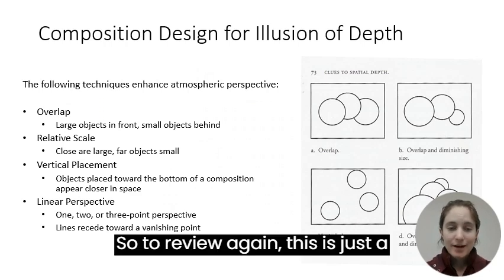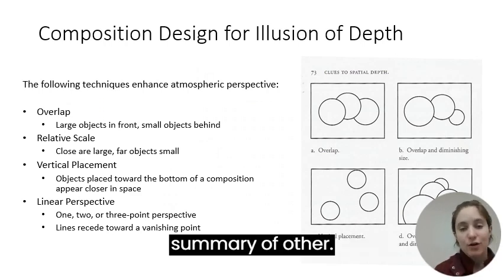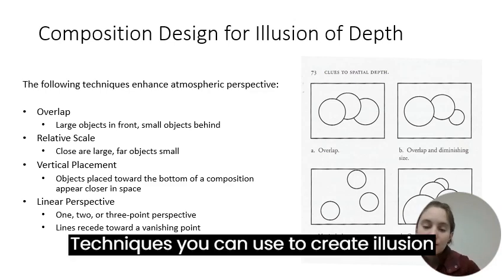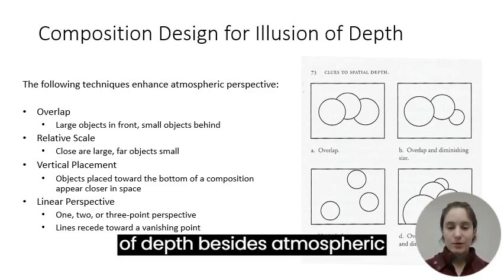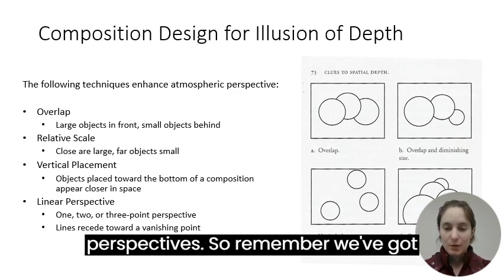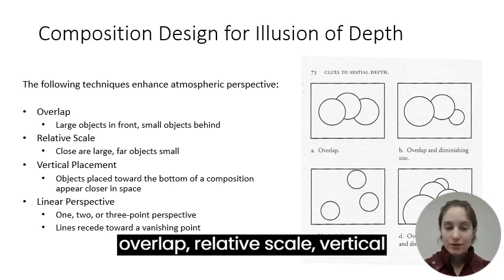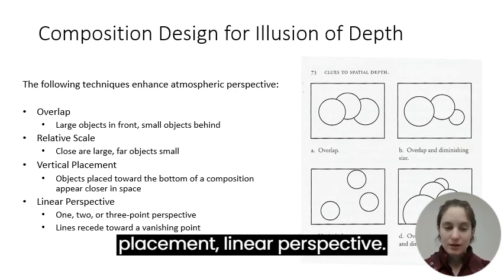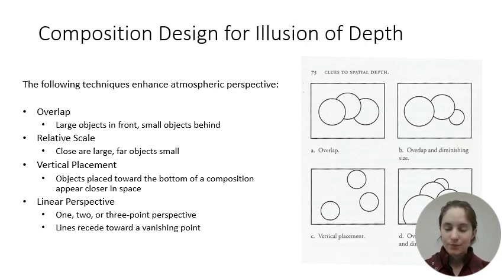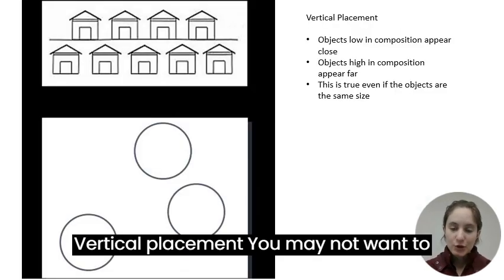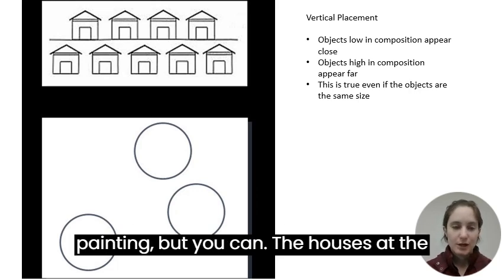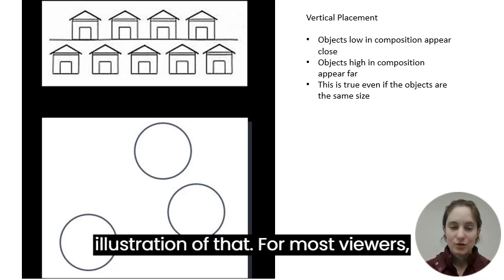So to review again, this is just a summary of other techniques you can use to create illusion of depth besides atmospheric perspective. So remember, we've got overlap, relative scale, vertical placement, linear perspective. Vertical placement you may not want to use in your non-representational painting, but you can. The houses at the top of this image are a great illustration of that.